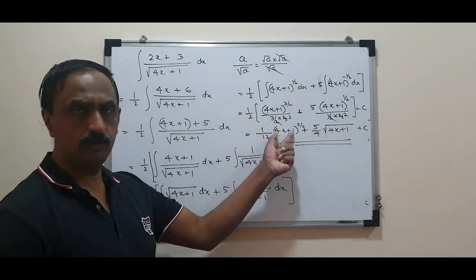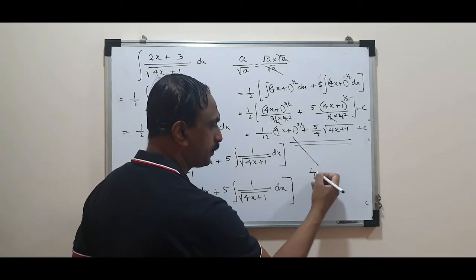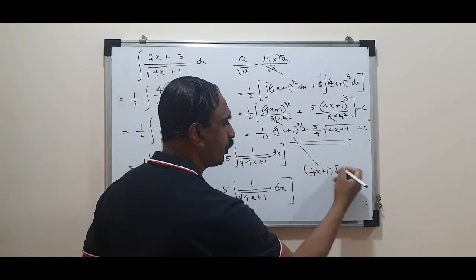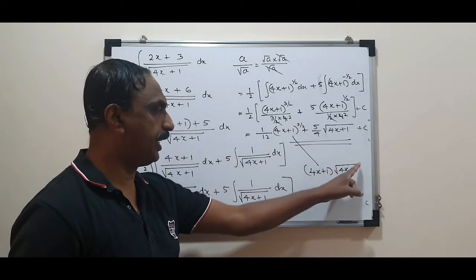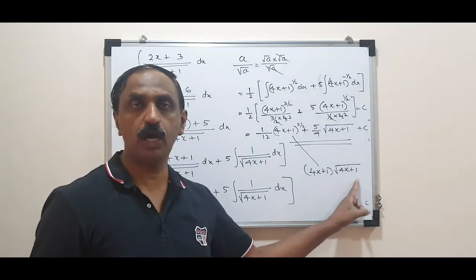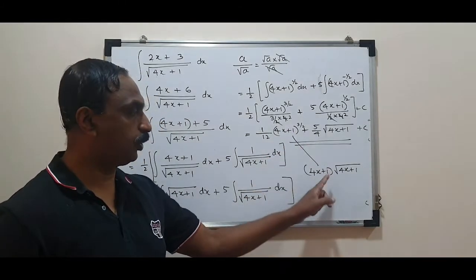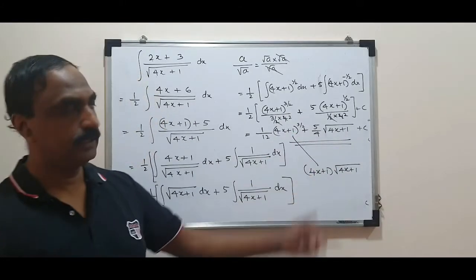Someday the book may give you (4x plus 1) raised to 3 by 2 written as (4x plus 1) into root of (4x plus 1). So you know that 3 by 2 is 1 and half. 1 becomes (4x plus 1) raised to 1 and half raised to half becomes root. So sometimes the book may give you this way or may give you this way. In the exam, you can write any method.